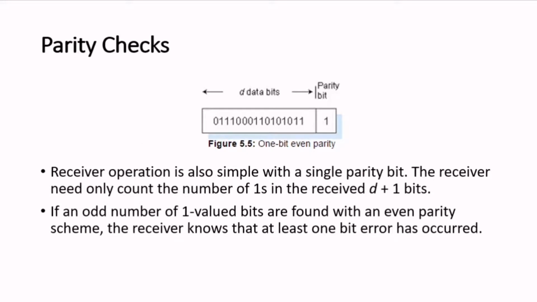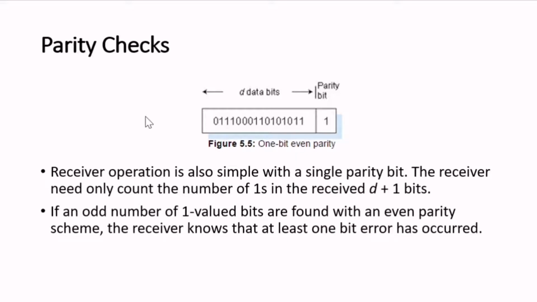This is the simplest error detection technique that is used in the data link layer. For example, we have these D data bits, where D is the number of data bits. If an odd number of one-value bits is found, the parity bit will be 1. If there is an even number of one-value bits in this data, the parity bit will be 0. So that's how the parity check works.